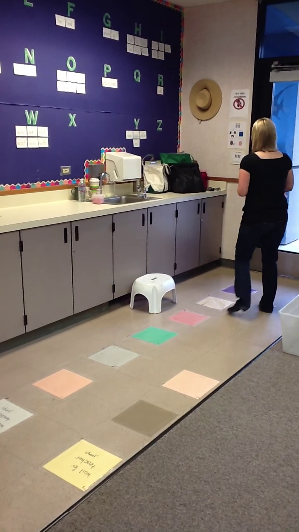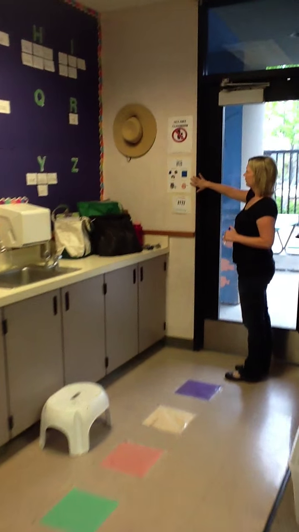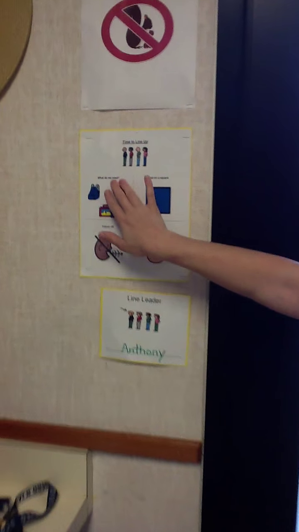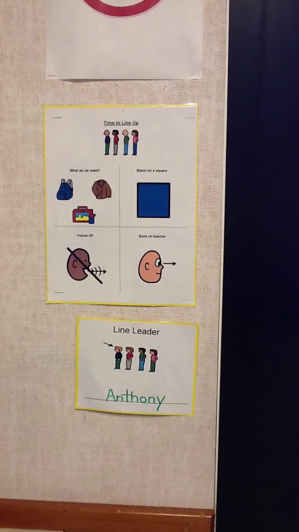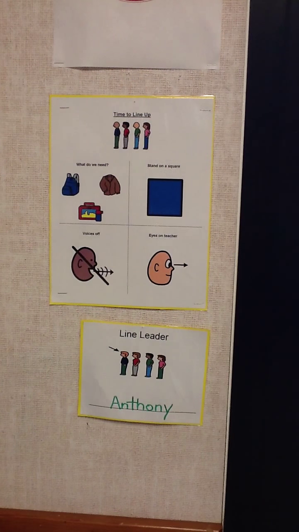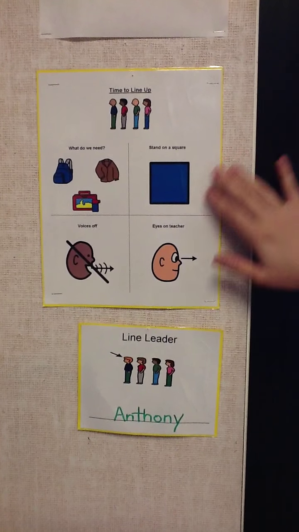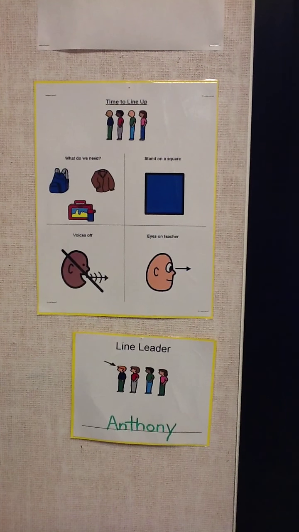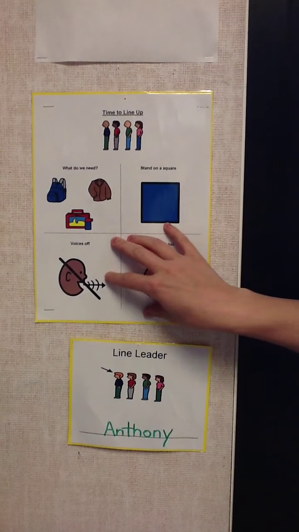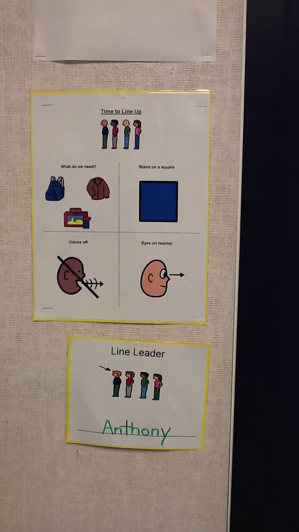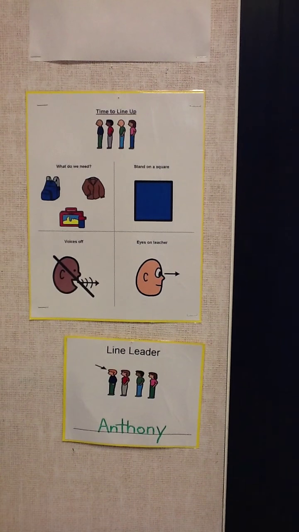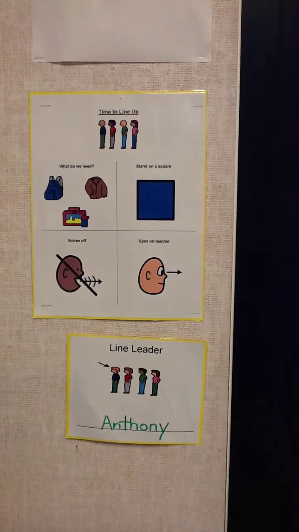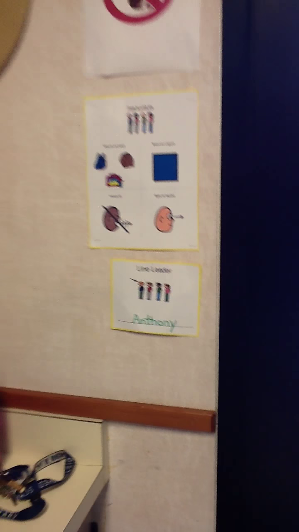And then we also have line-up reminders. This is just a reminder that if we're leaving the classroom, they probably need something, whether it's a lunchbox to go to lunch or a backpack to go home. Make sure that they have what they need, that they're standing on a square, that they're quiet, their voices are off, and they're looking at the teacher who's in front of the line. That lets us know that they're ready to leave the classroom. We also have a line leader, so we know who should be in the front of the line, and students know that they cannot take that line leader spot if that's not their job.